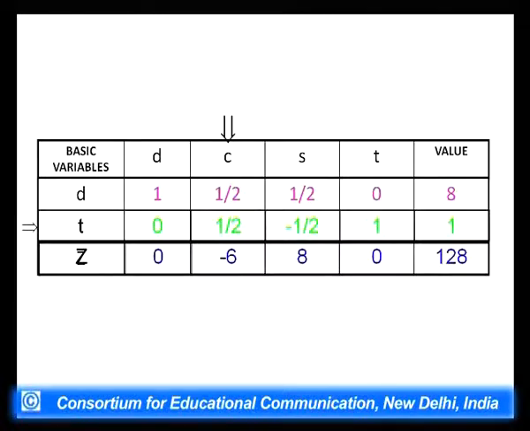Again, half and the values in the value column: 8 will be divided by half, 1 will be divided by half. If I divide 8 by half, it is 16. If I divide 1 by half, it is 2. Out of the 16 and 2, the lower value is 2. 2 belongs to the second row. The second row is the pivot row.